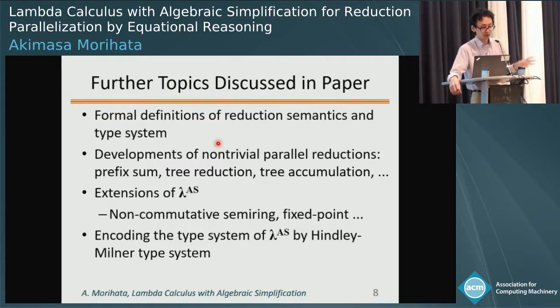Moreover, the paper contains an encoding of the type system of lambda AS by the standard Hindley-Milner typing system, which may open a possibility of implementing this lambda calculus inside standard programming languages such as Haskell or OCaml. So if you are interested in these topics, please read the paper or ask me.